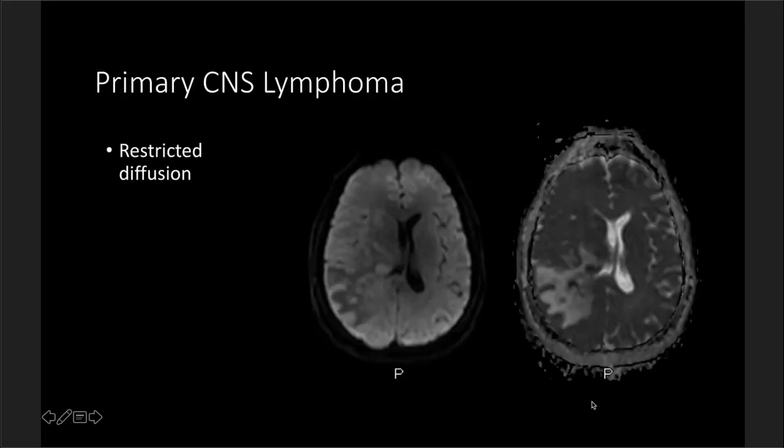Here we have diffusion weighted images, so DWI, we have bright signal, and on the ADC map we have dark signal. So that's restricted diffusion. That's something that we see with primary CNS lymphoma in addition to the higher grade gliomas.